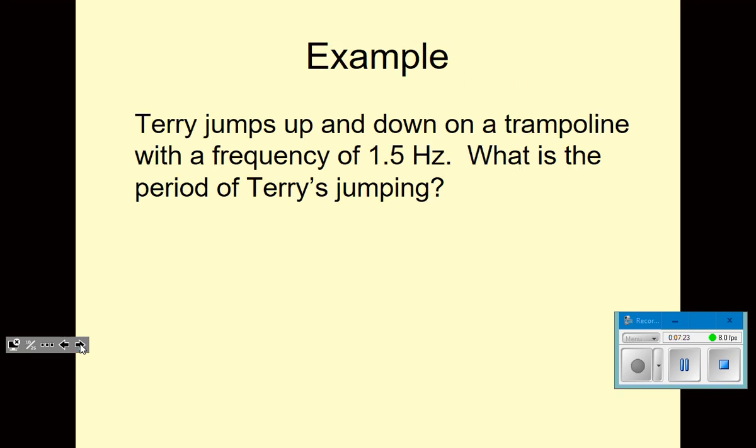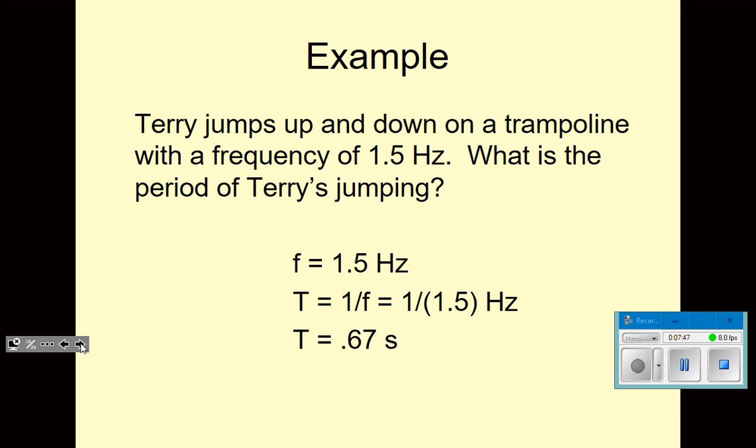So an example would be Terry jumps up and down. This goes in your example on the front side of your notes. Terry jumps up and down on a trampoline with a frequency of 1.5 hertz. What's the period of Terry's jumping? So frequency is 1.5 hertz, and our period is 1 over the frequency, and so we would do 1 divided by 1.5 hertz, which would give us 0.67 seconds, and that would be our period.